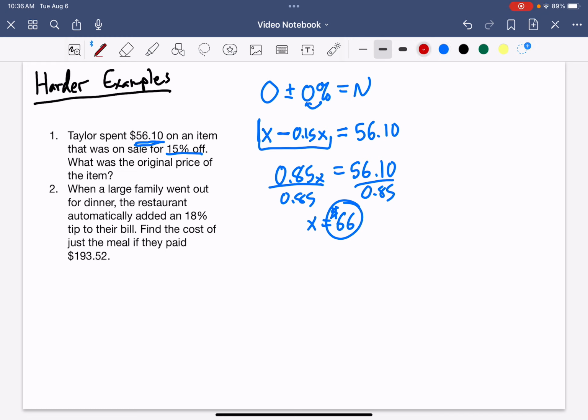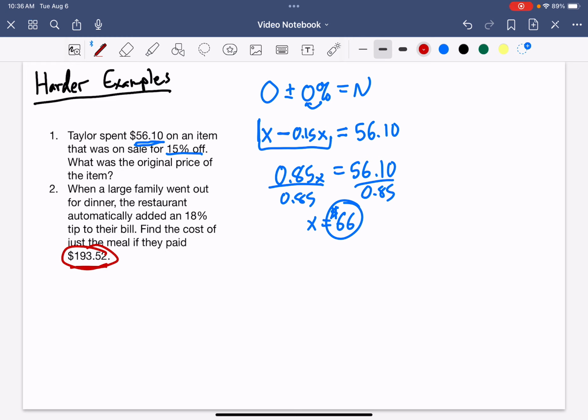All right, finally, let's look at number 2. When a large family went out for dinner, the restaurant automatically added an 18% tip to their bill. Find the cost of just the meal if they paid $193.52. Now again, what makes these quote-unquote harder examples is that we're given the new and we have to find the original. So again, this is after that tip was applied.